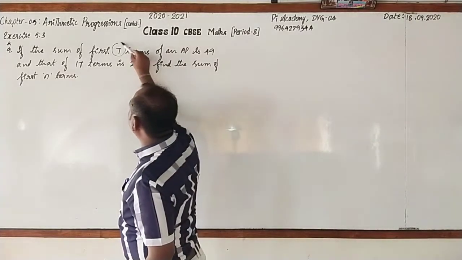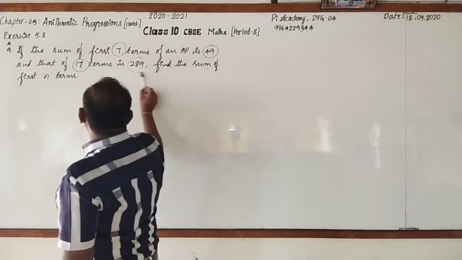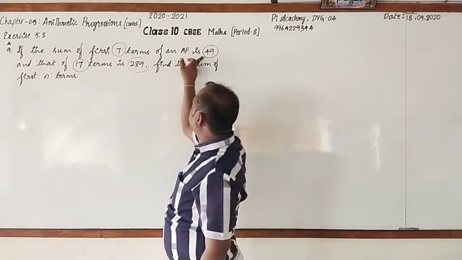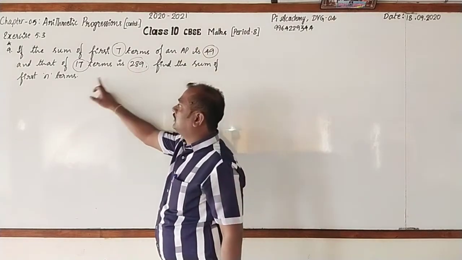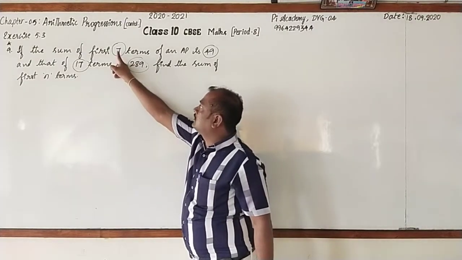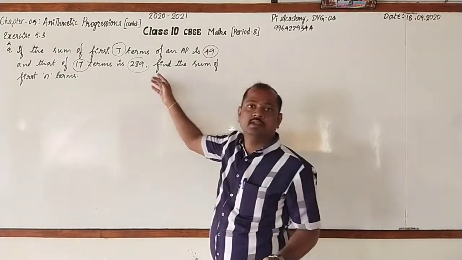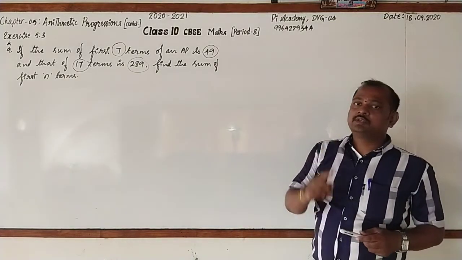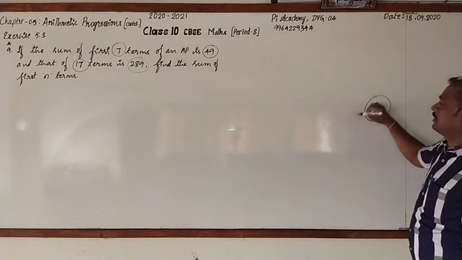Observe it. Here 7, 49. There is a relationship between these two. 17 and 289. Number of terms is 7, sum is 49. Number of terms is 17, sum is 289. Number of terms is n. Then what about the sum? See, 7 square is 49. 17 square is 289. n square. Got it? So that's why I told you it can be asked for 1 mark. So what should be our answer at last? It is n square.